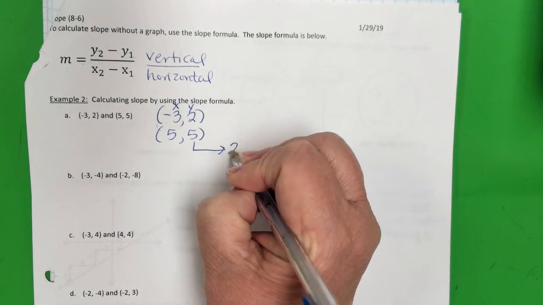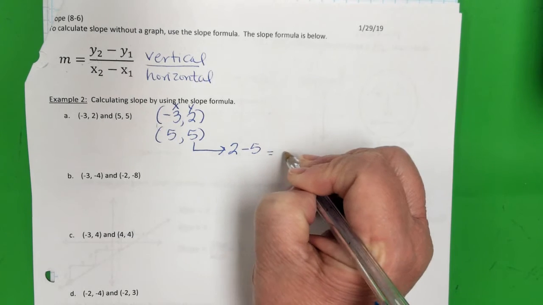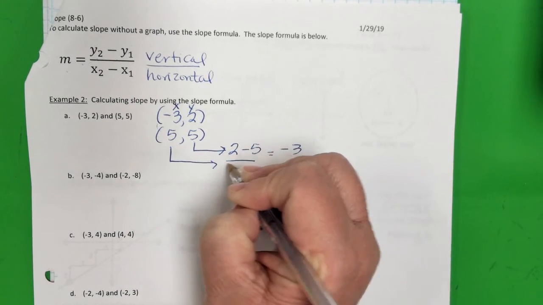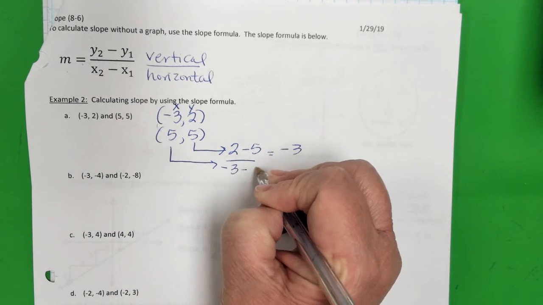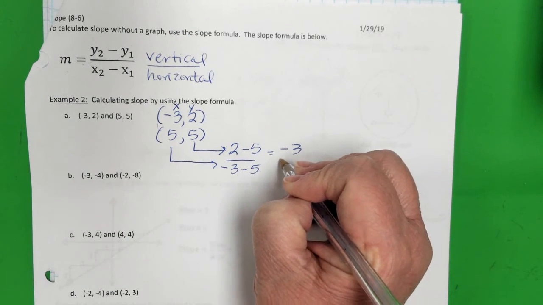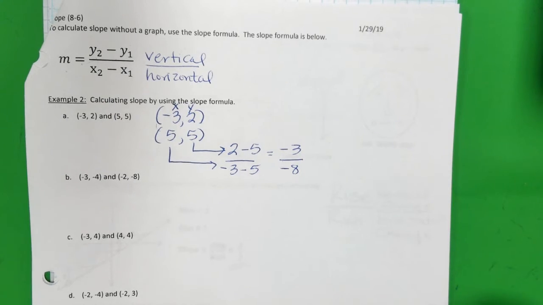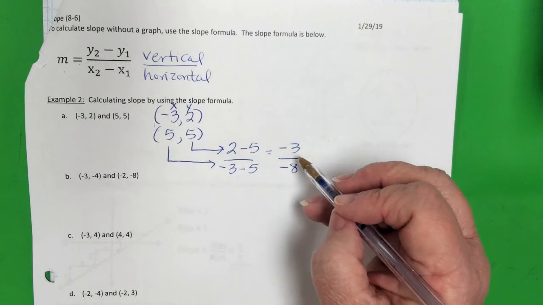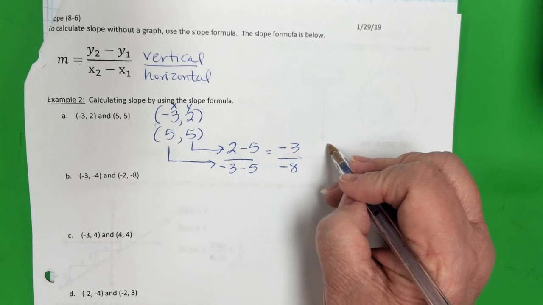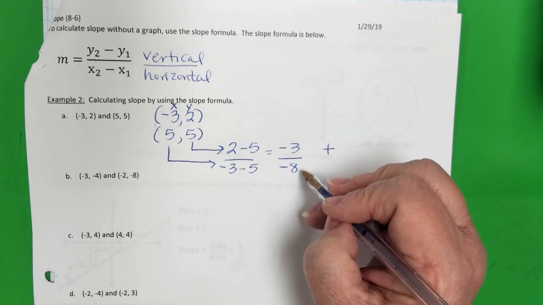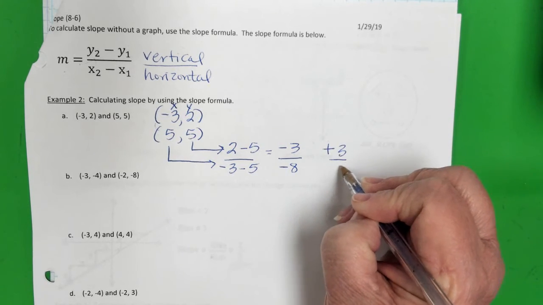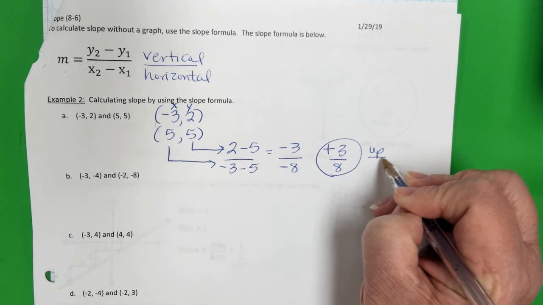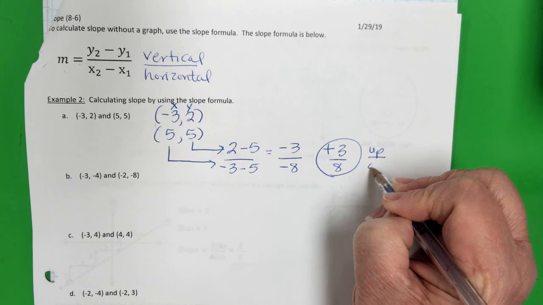Subtracting the y's, 2 minus 5 equals -3. Now we're going to subtract the x's. -3 minus 5 is -8. And never, ever, ever leave a negative in your denominator. But that's real easy to fix. What's a negative divided by a negative? It's positive. 3/8 can't be simplified anymore, so this means it goes up 3 and over 8.